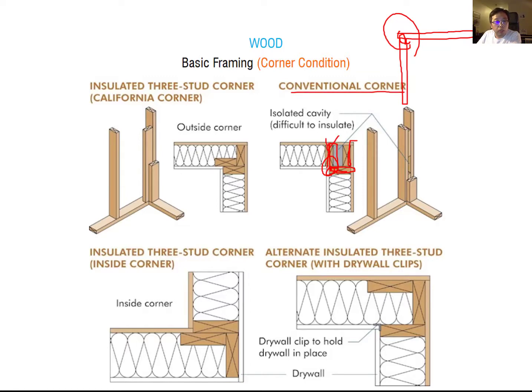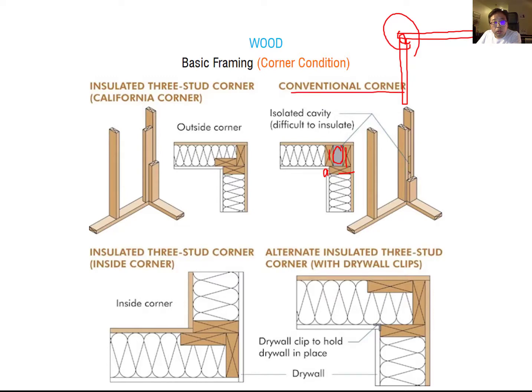But what is this problem? Because when you see this issue, I can erase this one. So you can find out that when you're having the end stud and then the stud for the joint, you're just having the blank space here. So it is difficult to add the insulation. It means it is hard to add the insulation.